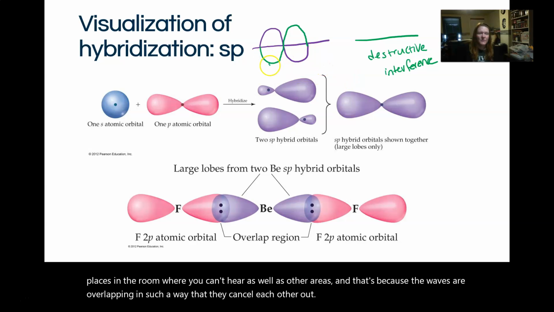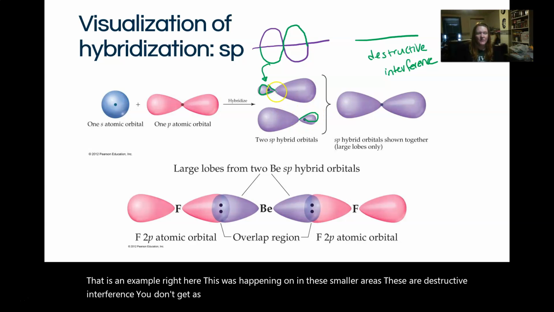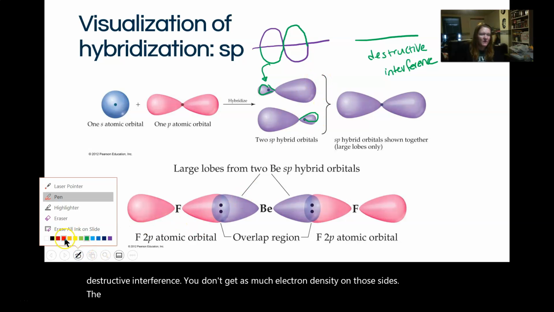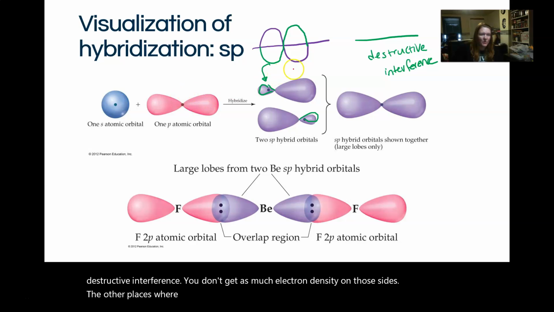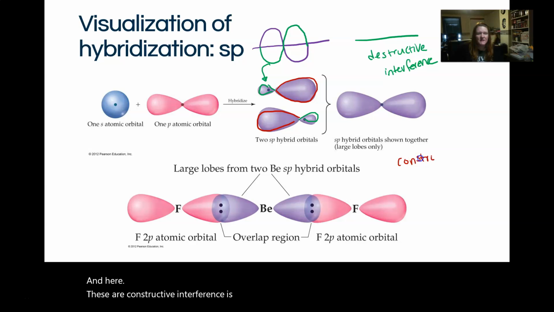That is an example right here. That's what's happening in these smaller areas. These are destructive interference. You don't get as much electron density on those sides. The other places where the lobe of the p orbital is bigger, right? So here and here, these are constructive interferences. So constructive means the waves add up, right?